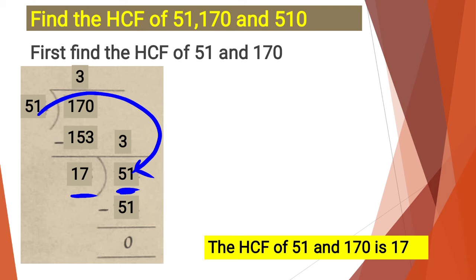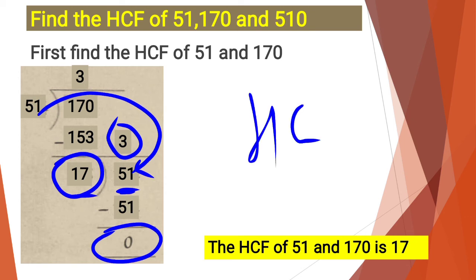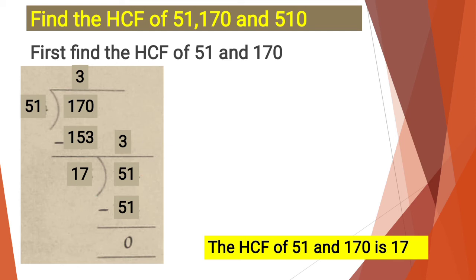17 ones are 17, 17 threes are 51, so the remainder is 0, which means the division process ends here. It means that this 17 will be the HCF. But of which two numbers? 51 and 170. 510 remains, which is the bigger number, right? So with the help of this HCF, we can find the HCF of 51, 170 and 510.